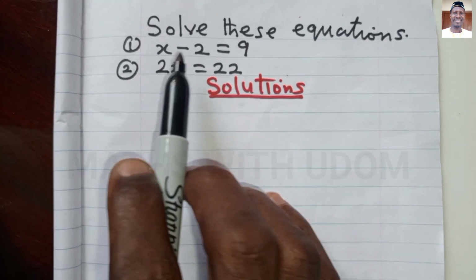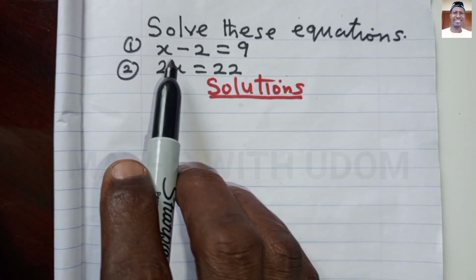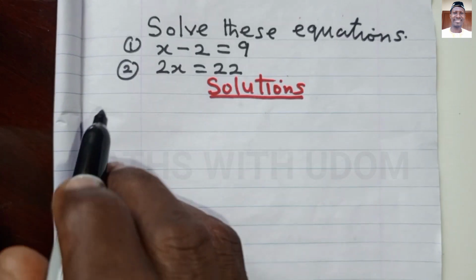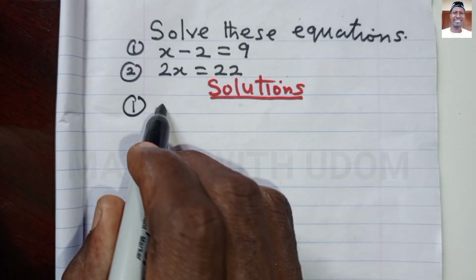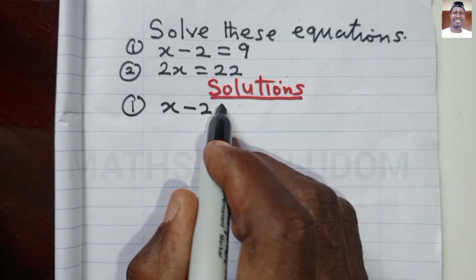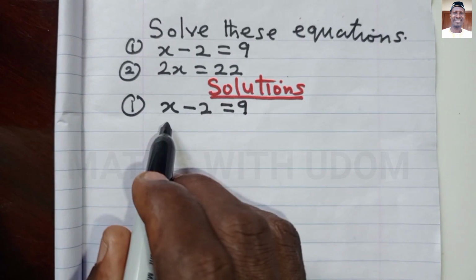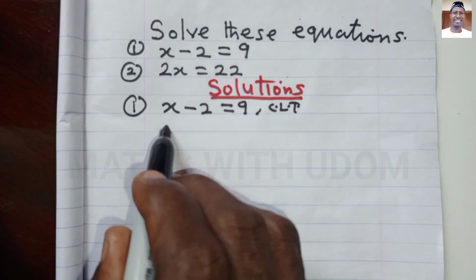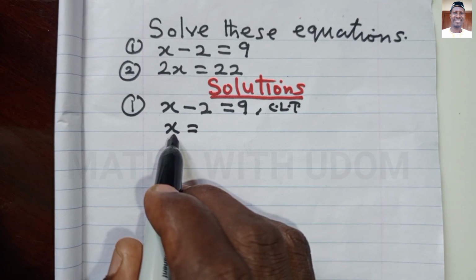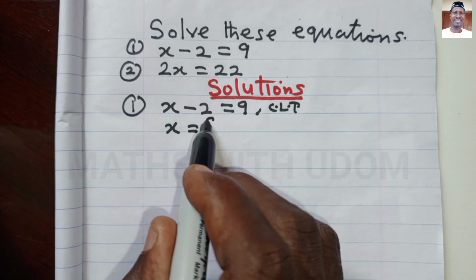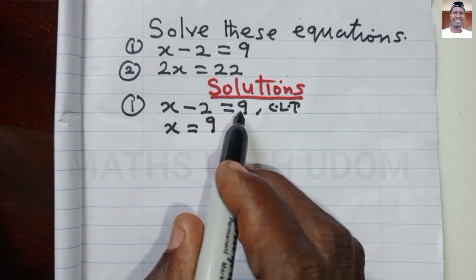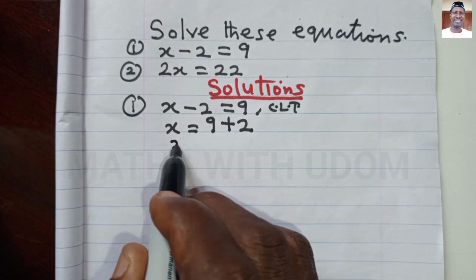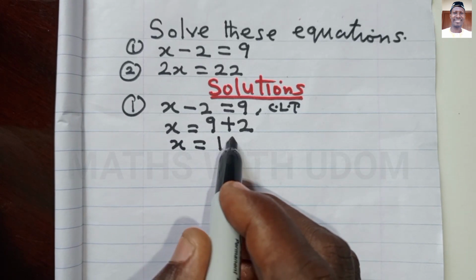Okay, what do we have here? Solve these equations. Number 1, x minus 2 equals 9. And number 2, 2x equals 22. Let's start with the first one, x minus 2 equals 9. We are looking for the value of x, so we have to collect like terms. The x is already here, and 9 is on the right hand side. Minus 2 will cross over to the other side and turn to plus 2. So our answer here is x equals 9 plus 2, which is equal to 11.